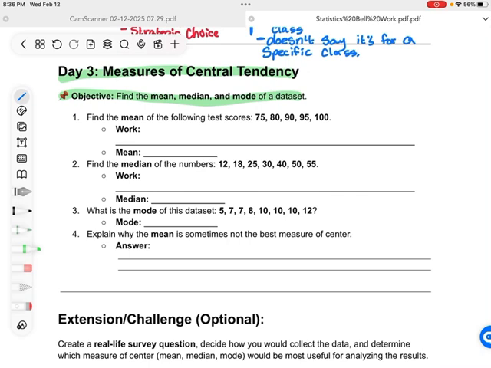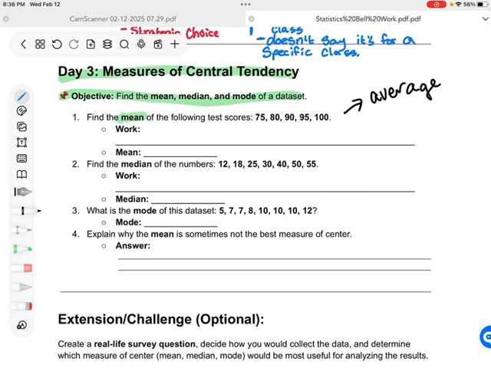So if we are working on finding the mean of the following test scores, we know that the mean means that we are finding the average. Okay, and remember the average is, if you just add up all of these numbers and then divide by the amount of numbers in the data set. So if we take a look here, we have 75, 80, 90, 95, and then 100.